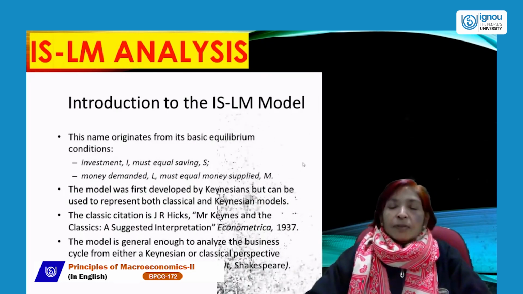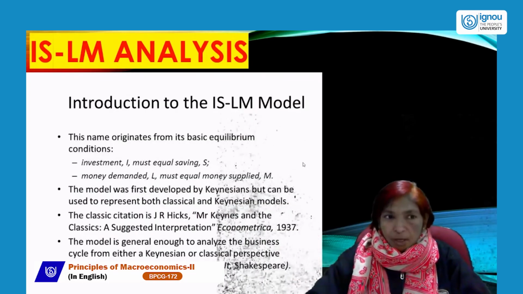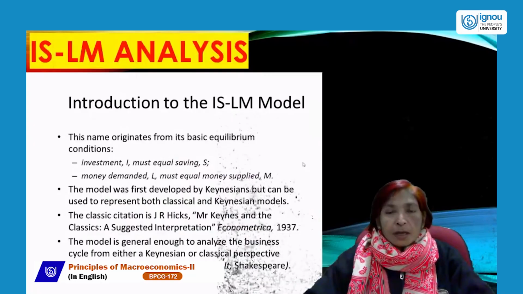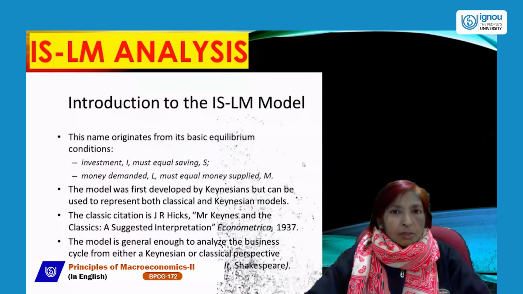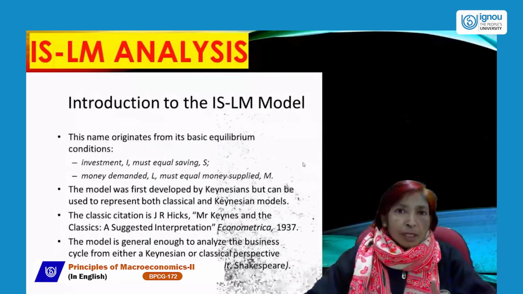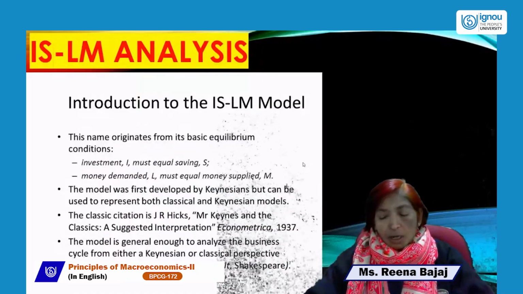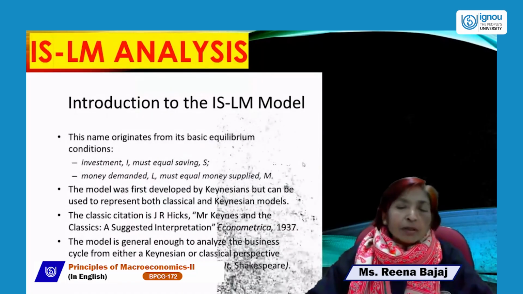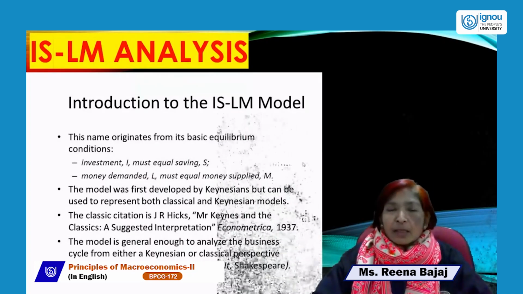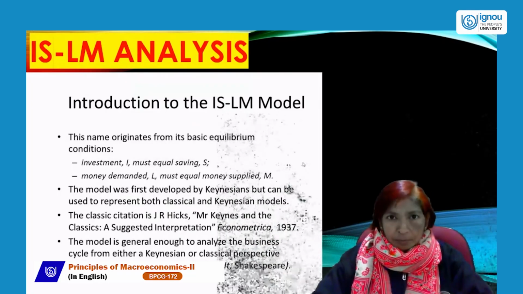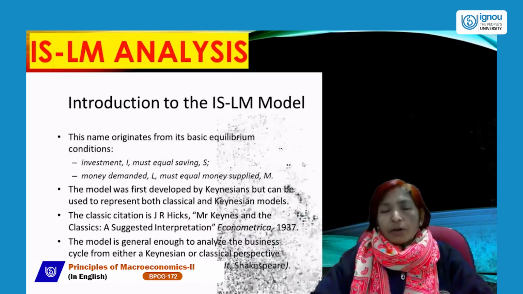What is the meaning of IS and LM, what do they represent, and why do we study this IS-LM model? What does this model represent? First of all, I would like to tell you about the IS model and LM model. Then we will discuss how this model is very important for the determination of the rate of interest. According to Hicks and Hansen, IS-LM is the modern model of determination of the rate of interest.